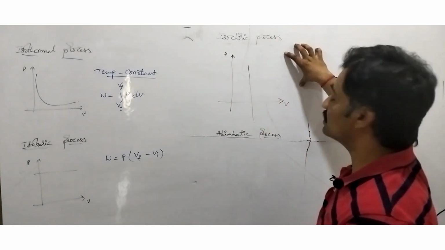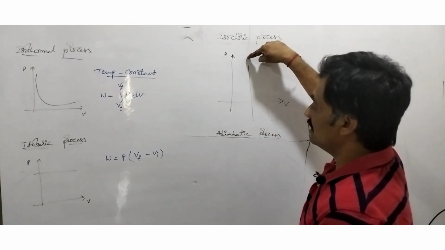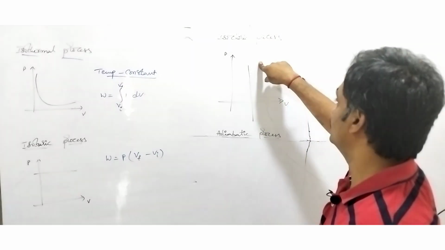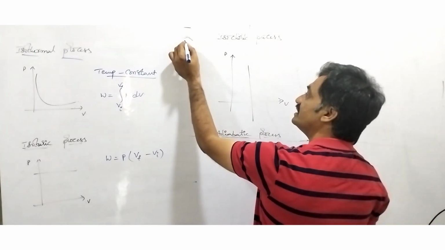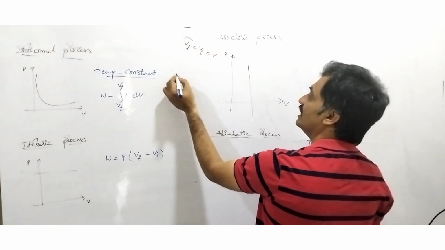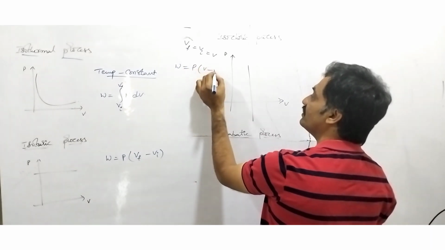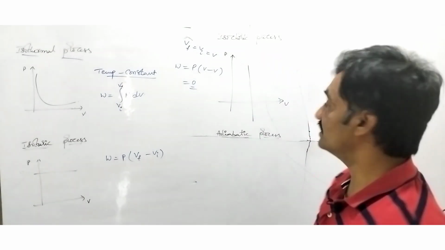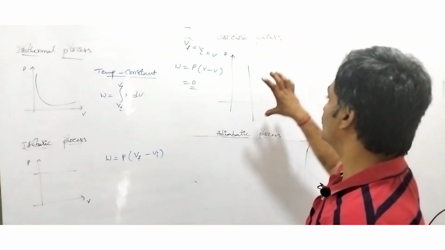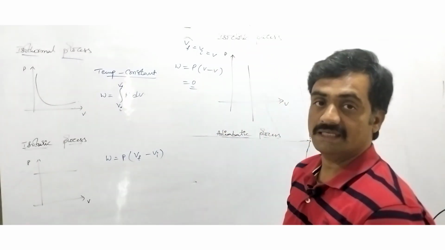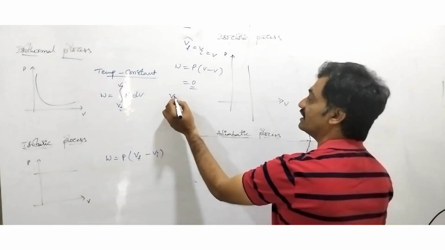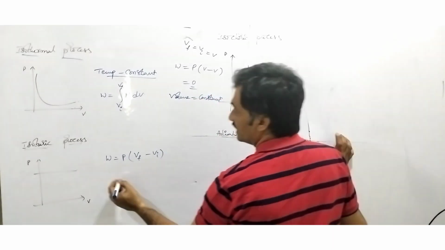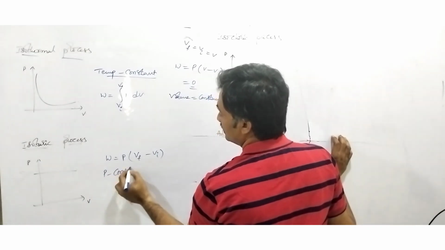When we consider the isochoric process, observe that here the volume is constant, whereas the pressure is changing. The final volume and the initial volume are the same. Then the work done can be represented as P into (V minus V), nothing but zero. So in the case of an isochoric process, the work done is zero, since there is no change in the volume and the process takes place at varying pressure and constant volume. So the volume remains constant in the isochoric process, and in the isobaric process pressure remains constant.